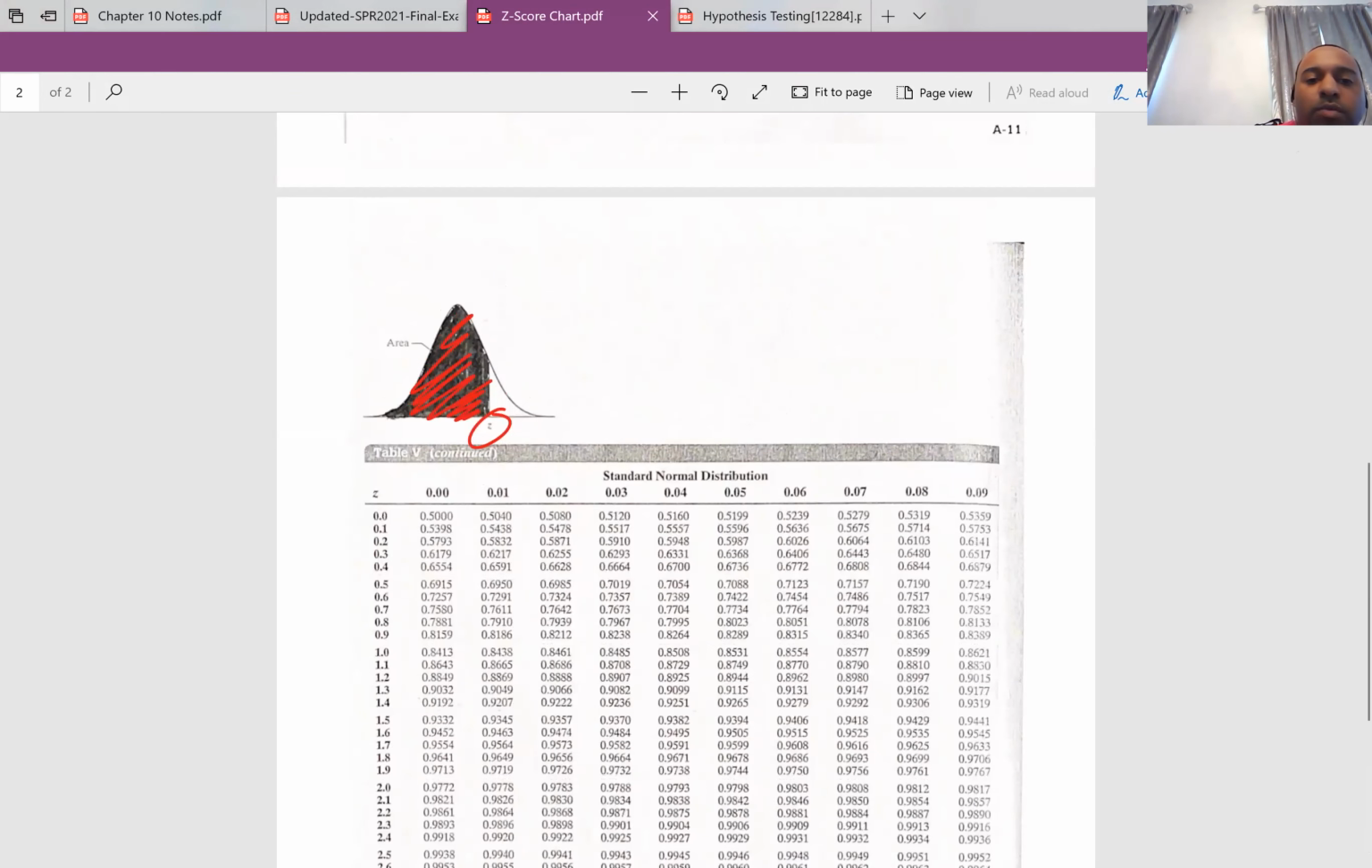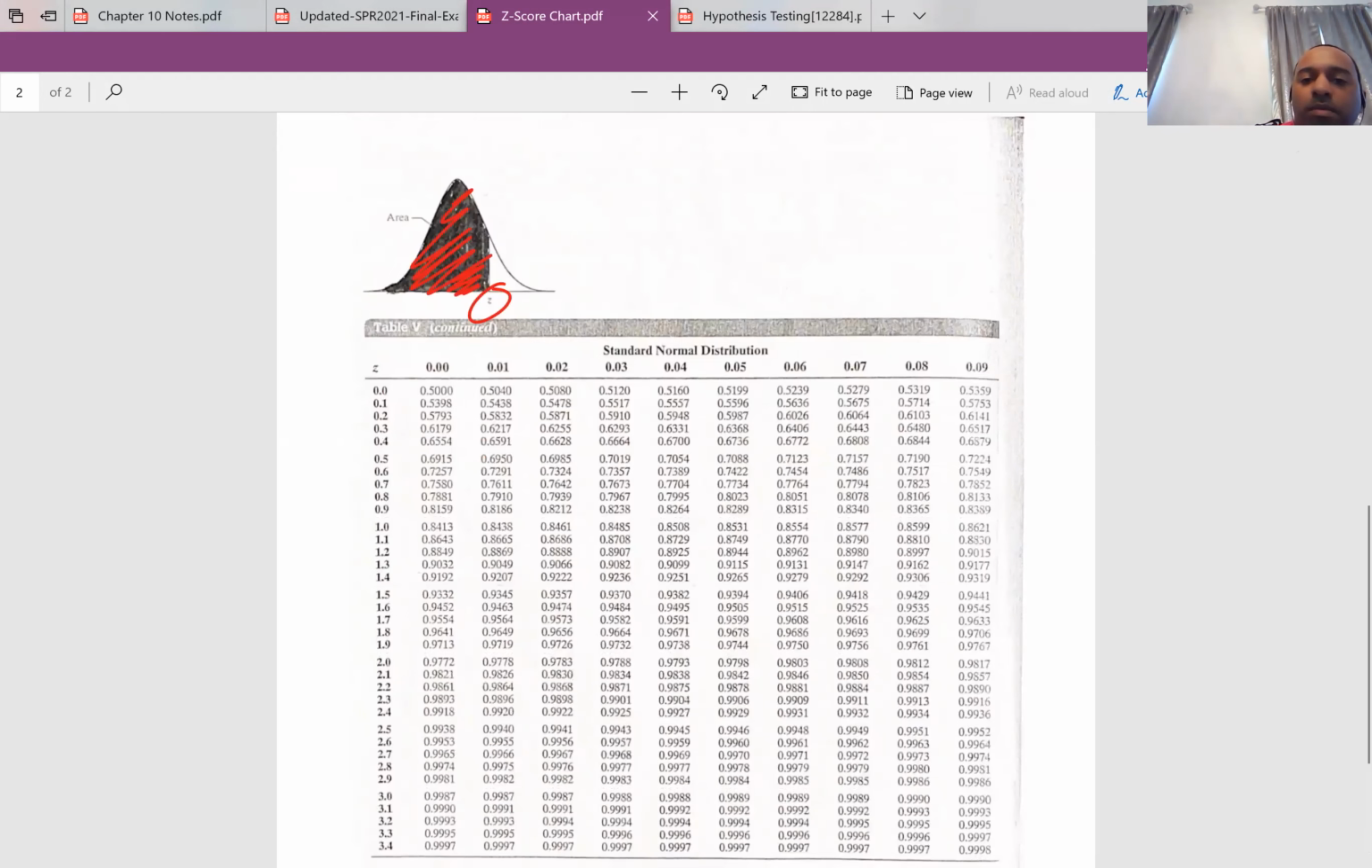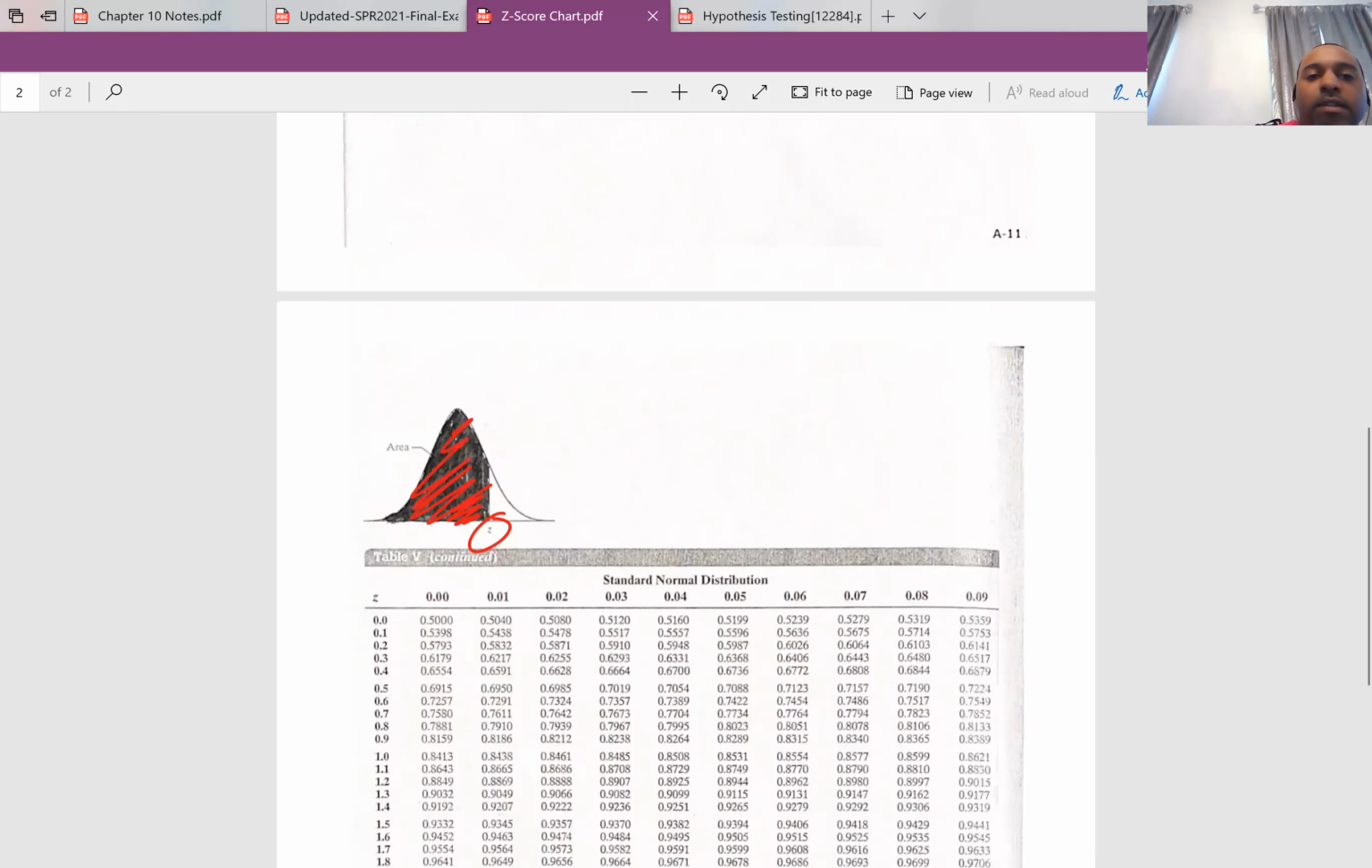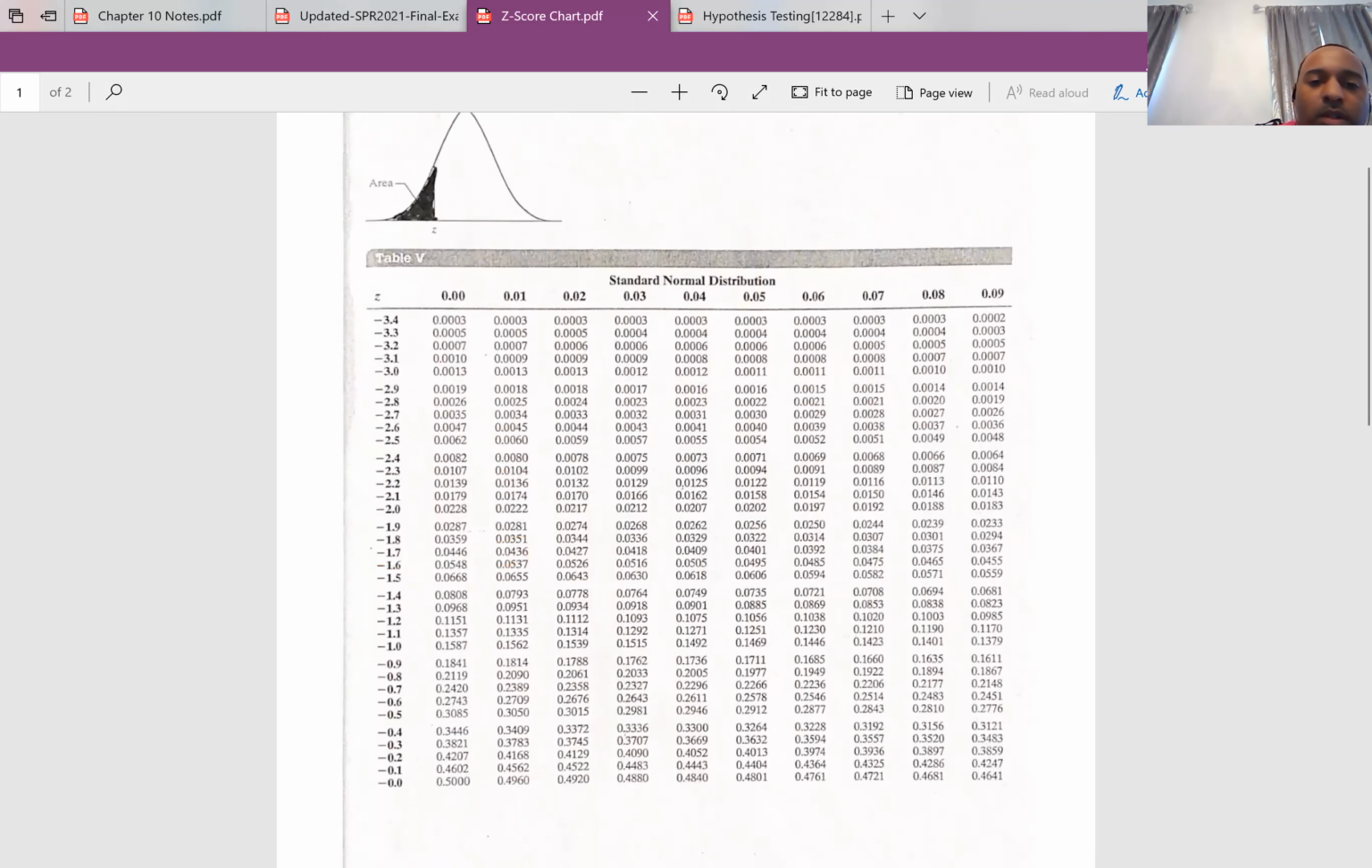So what we're going to do is go inside of the chart and look for the closest value to 0.025. All right, here you go right here. So 0.025 is right here. Sometimes it will be exact, sometimes it will just be close to it, depends on what numbers you get. But we see we have 0.025. Then we look at the corresponding z-score that matches it. So that's negative 1.96.